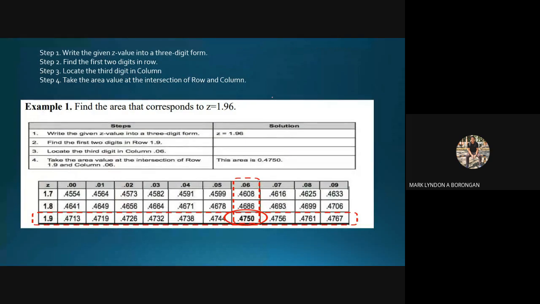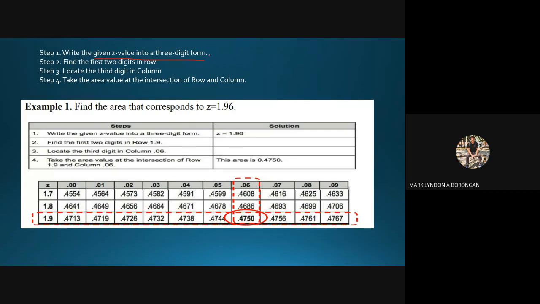So, we have there an example. We will find the area that corresponds to z equal to 1.96. Step 1 is to write the z value into a 3-digit form.